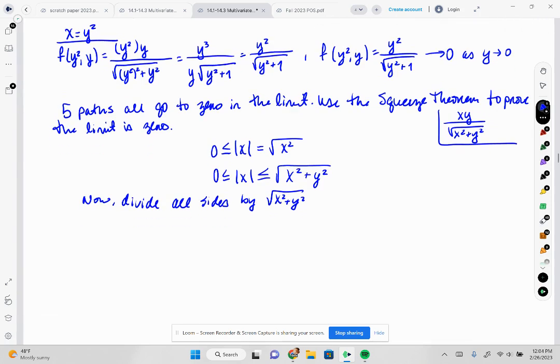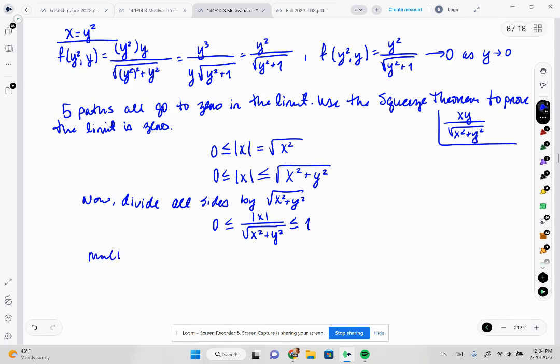So if I divide on the very left, 0 over anything is 0. I get the absolute value of x over the square root of x squared plus y squared in the middle. And on the far right, if I divide something by itself, I get a 1. Okay, we're getting somewhere now. Now, the guy in the middle, that's supposed to represent our function, except it's not quite there. It's missing the y from the numerator. So I'm going to go ahead and put it in there.